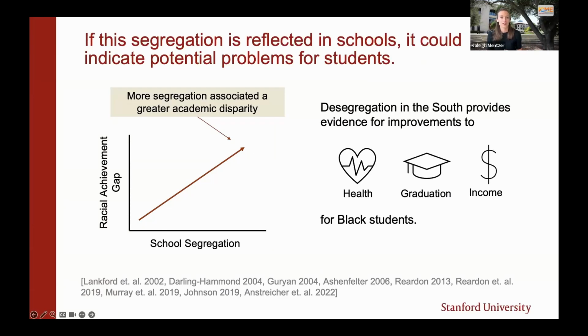And similarly, there's been a fair amount of research on desegregation efforts in the South. This includes things like court-ordered desegregation, busing, these types of things. These case studies essentially provide some evidence that desegregation improves health, graduation rates, and future income for Black students. And so in general, we think that having more diverse schools is good for students in broad strokes.